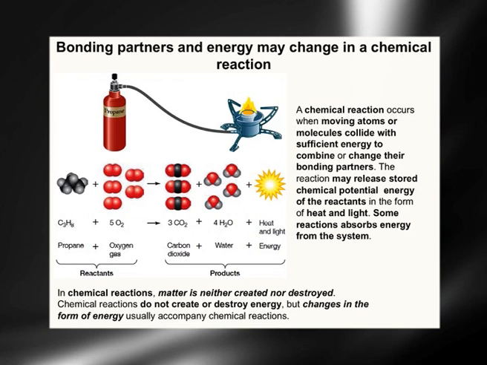Energy cannot be created or destroyed, but energy may change its form during the reaction. For example, here the energy was stored within the molecules as chemical potential energy. After the reaction, a part of this chemical potential energy is released as heat and light. The rest is still stored within these molecules as chemical potential energy.